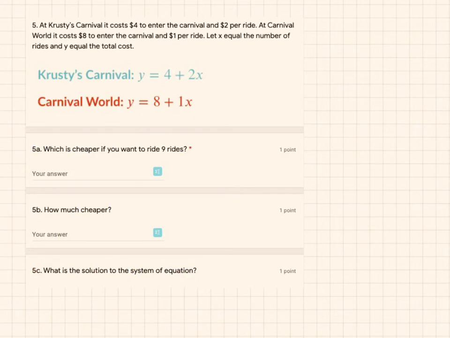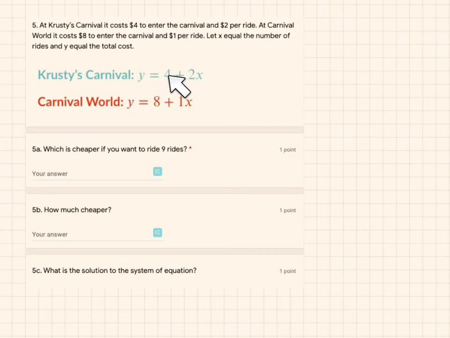For number 5, 5 is a long one. It's a word problem, and it gives you the equations, and it has three questions for it. At Krusty's Carnival, it costs $4 to enter the carnival and $2 per ride. At Carnival World, it costs $8 to enter the carnival and $1 per ride. Let x equal the number of rides. So remember x, this is the number of rides, and y equal the total cost. So this will be the total cost.